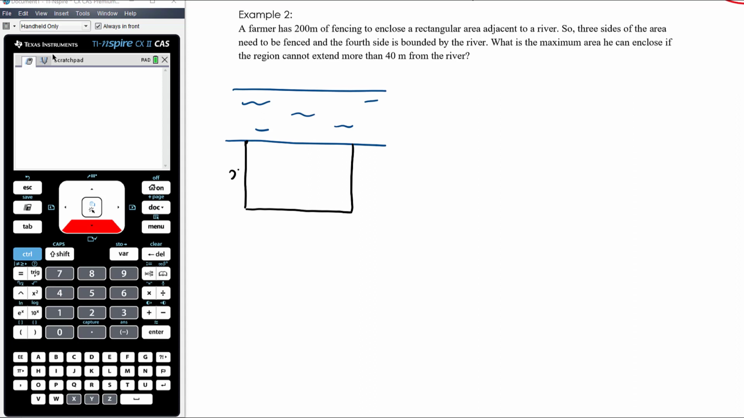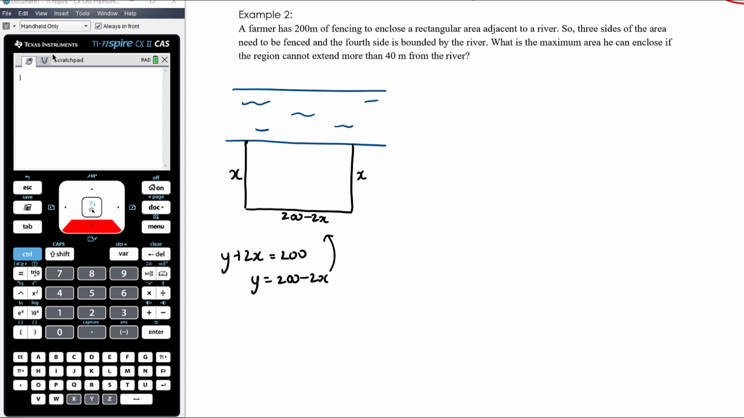Okay, so let's call that x. Let's come up with a way to describe that in terms of x. If we call the other side y for now, we know that y plus 2x has to be equal to 200, and so therefore y is 200 minus 2x. Okay, so this is 200 minus 2x. If you can get to a point where you don't actually need to introduce another variable, that's great.